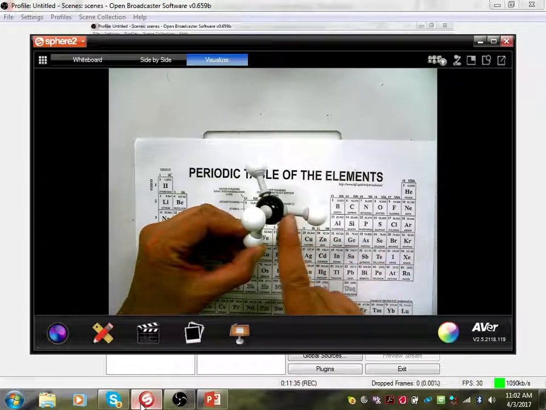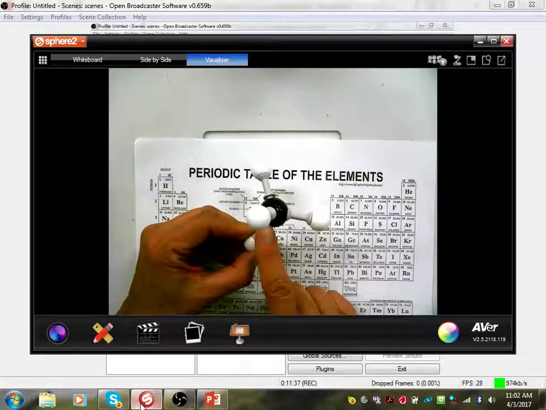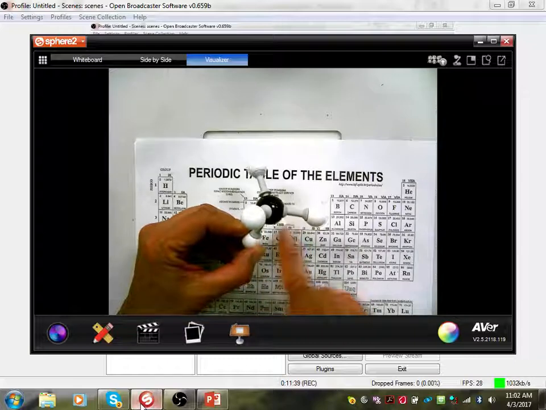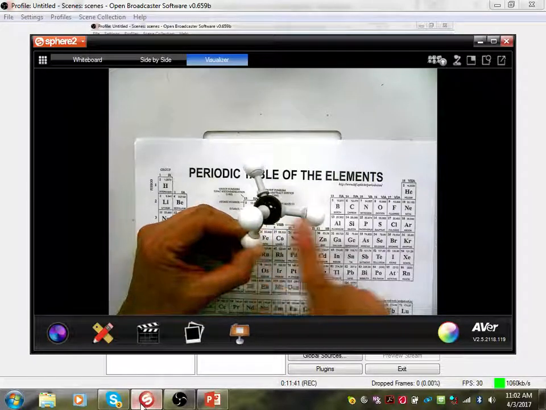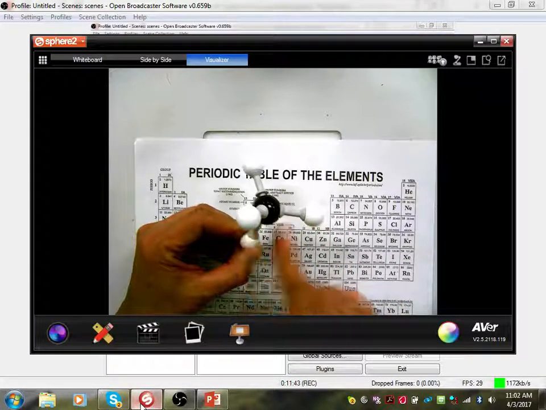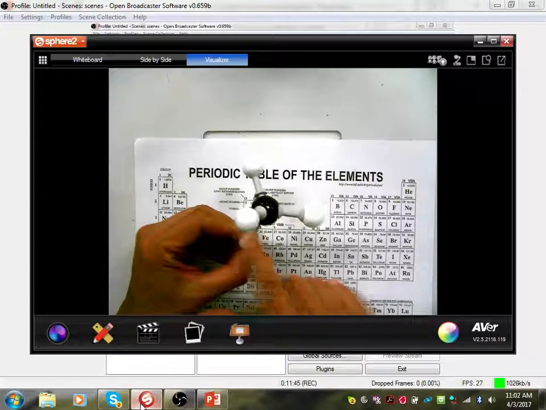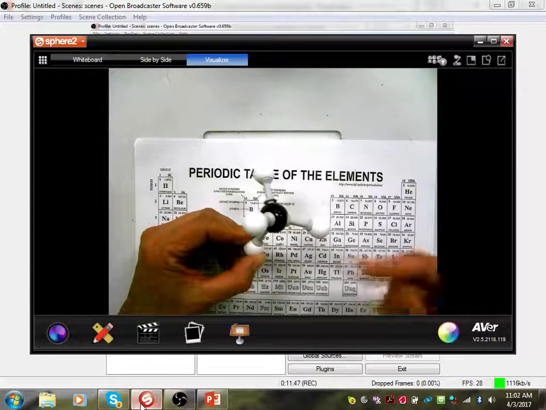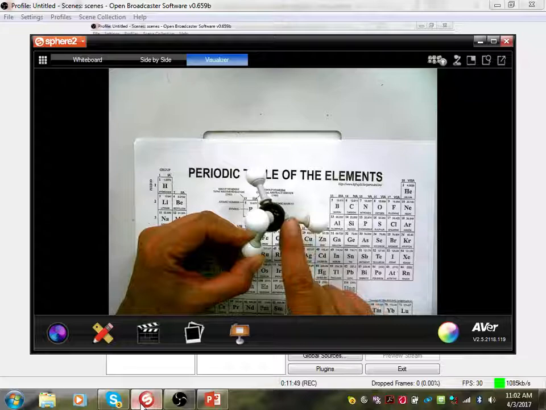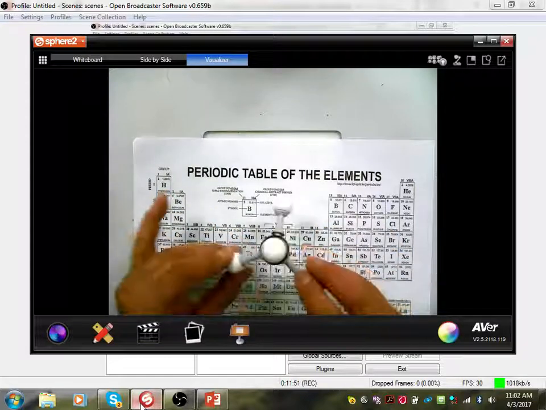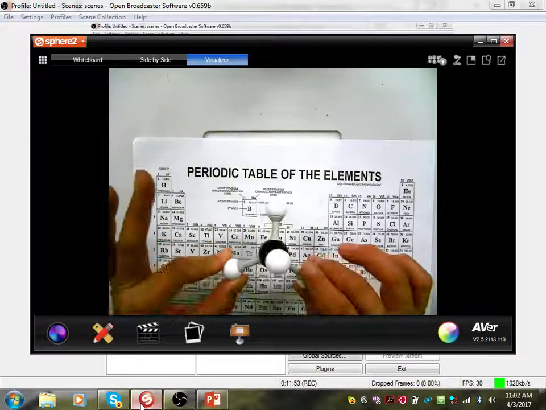So that pair of electrons that exists between carbon and hydrogen, the electrons spend more time around carbon and a little bit of time around hydrogen. And that's why this bond is very polar. But the molecule itself is non-polar, right?